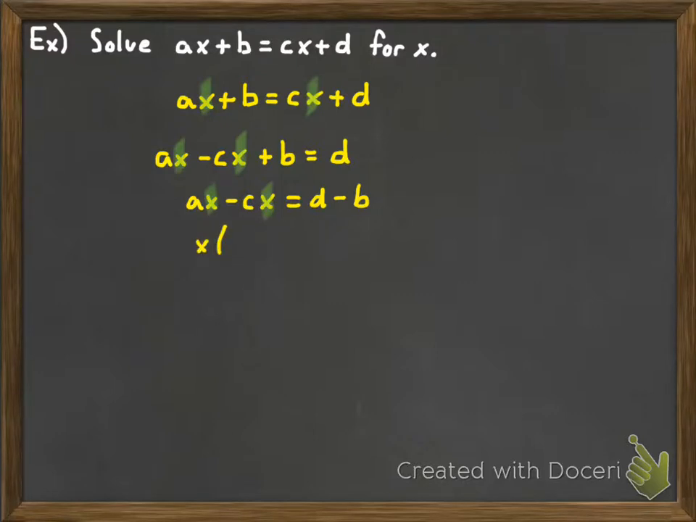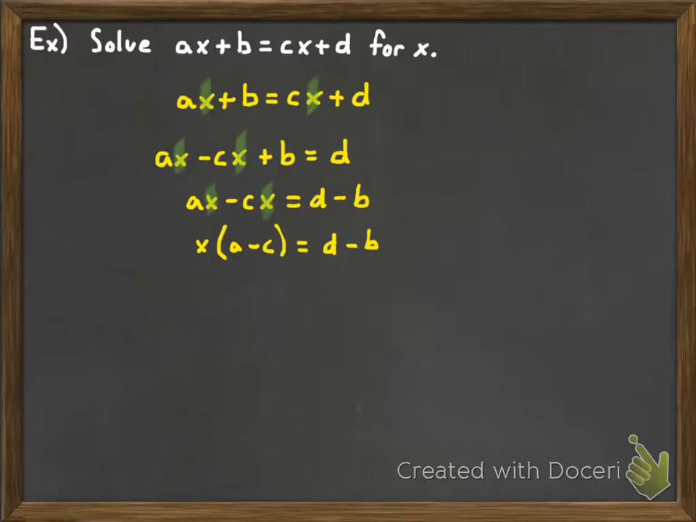All right, so when we factor X, you have to think about what do you multiply X by to get AX, and that would be A. And what do you multiply X by to get a negative CX? Well, that would be a negative C. All right, does that make sense? You can see if I distributed X times A minus C, how I would get what I had previously. So X times A minus C is equal to D minus B.